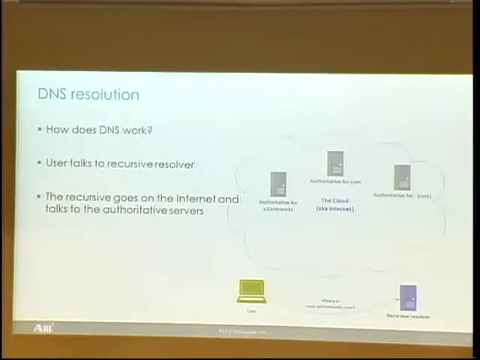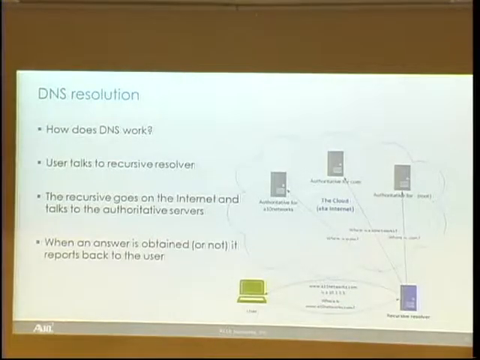And then we have authoritative servers. First, we have the root authoritatives. Then we have the .com authoritative. Then we have the A10 authoritative server. So the recursive will sequentially query all of those. And once it has the answer, or it has no answer, it's going to respond to the user. If it has no answer, it will just send an NX record. If it has an answer, it's going to cache the answer and send the answer back to the user.